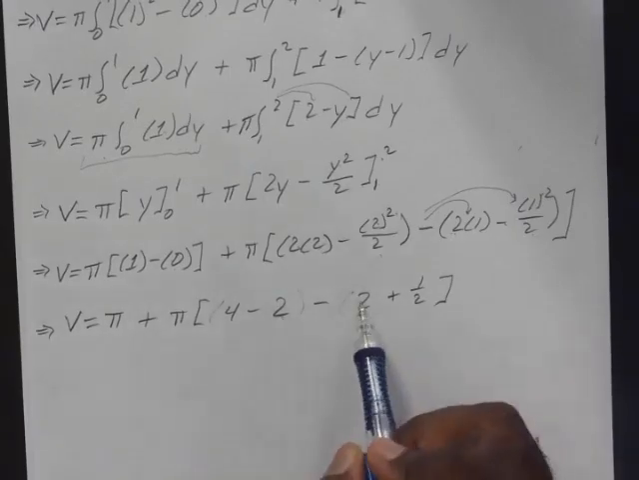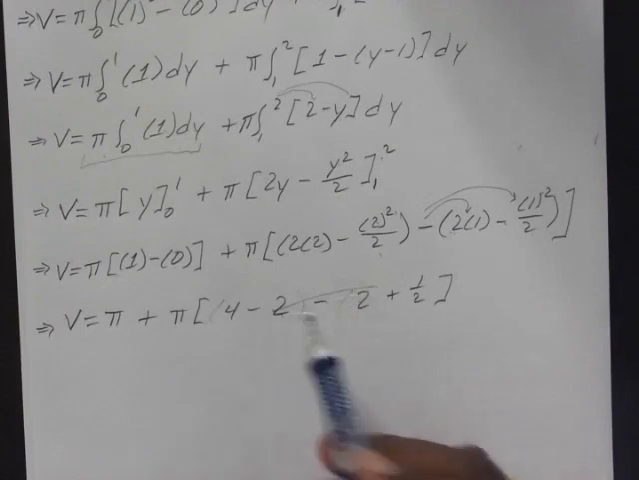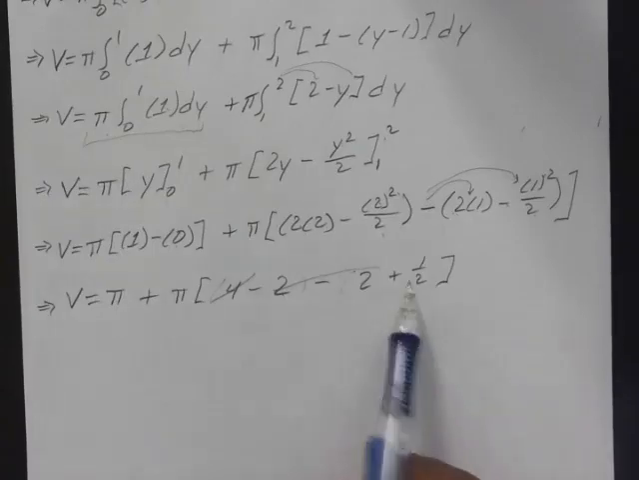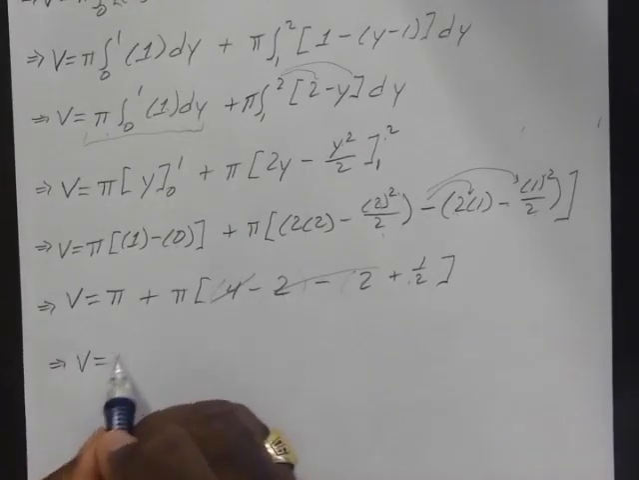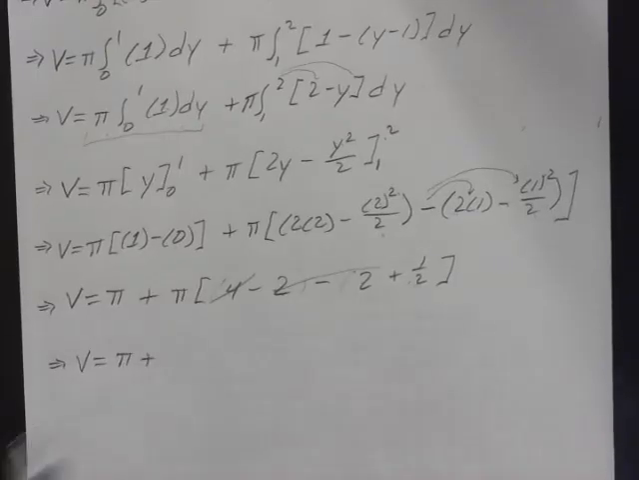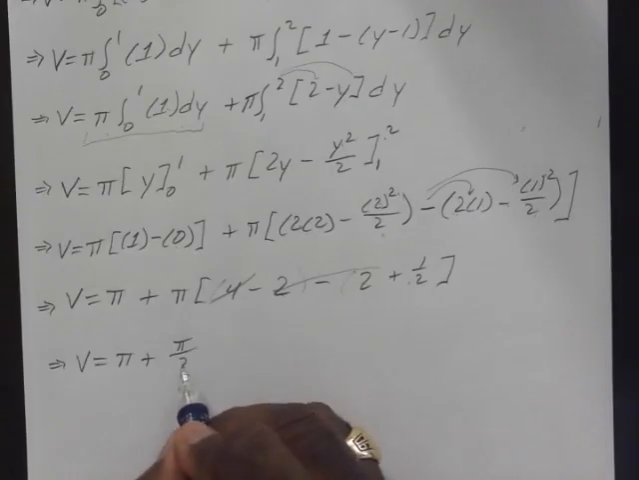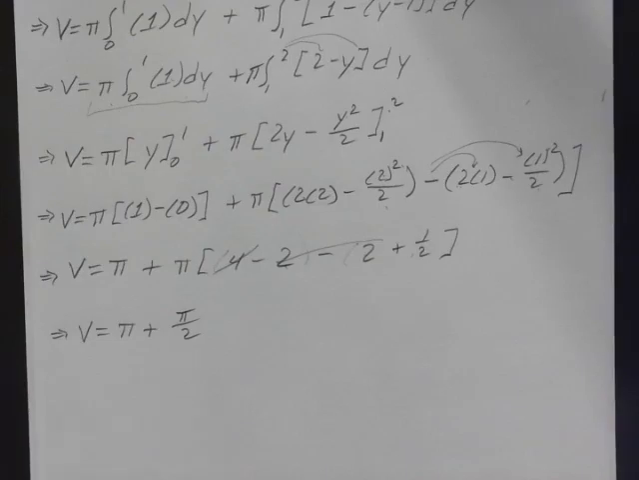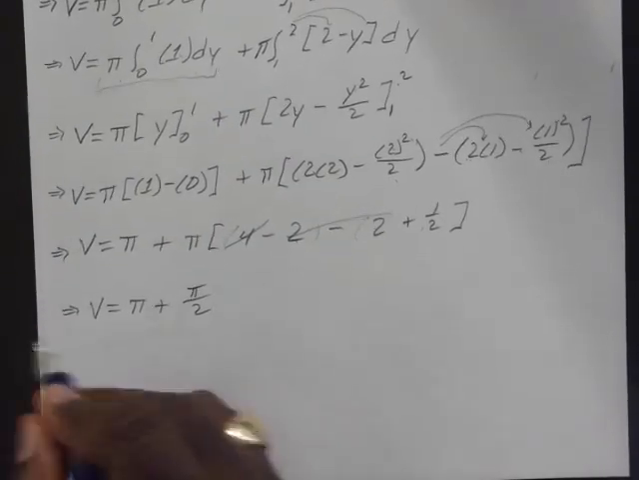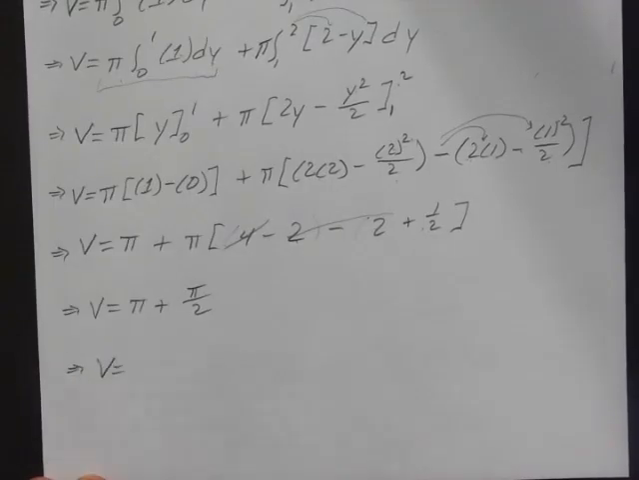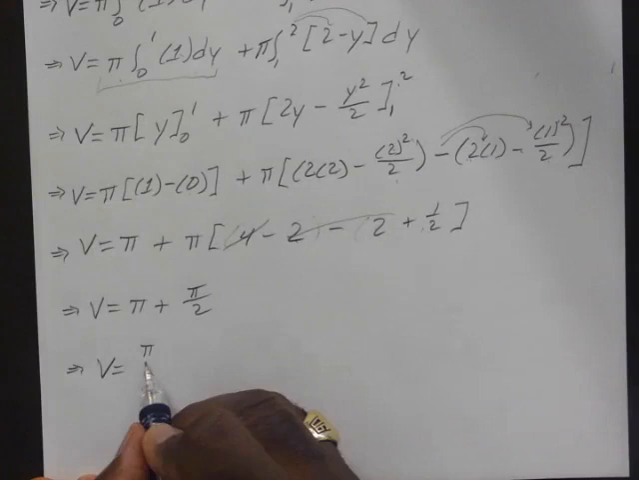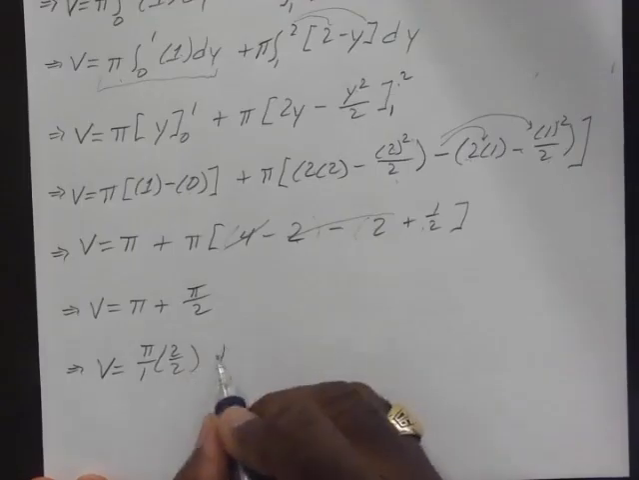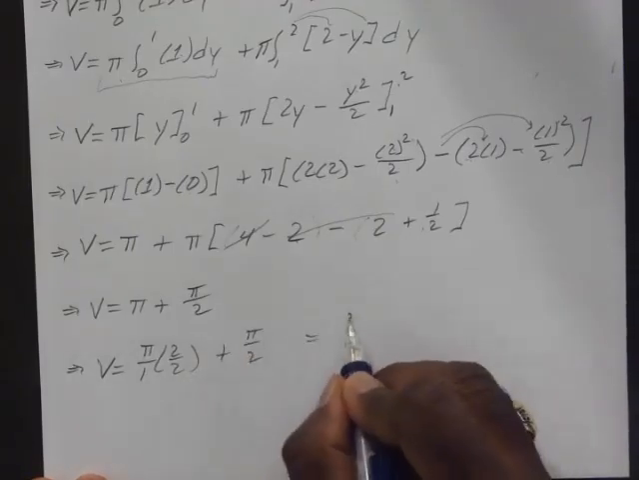So negative 2 plus negative 2 is negative 4. So these two, which equal negative 4, cancel out this positive 4, leaving just 1/2. So the volume is equal to pi plus 1/2 pi, or just pi divided by 2. Which you can rewrite as 3 pi over 2. Or you can just say pi times 2 over 2 plus pi over 2, which is just 3 pi over 2.